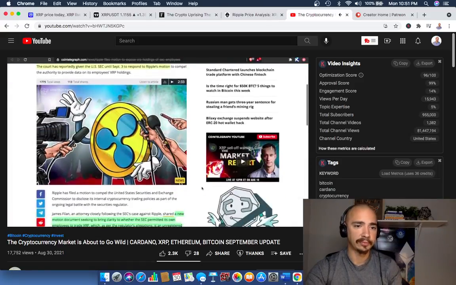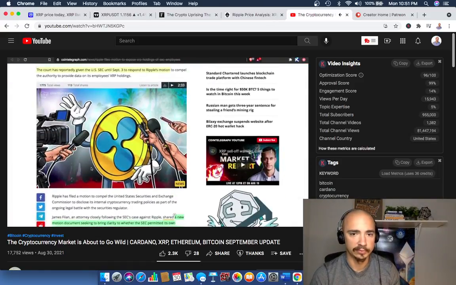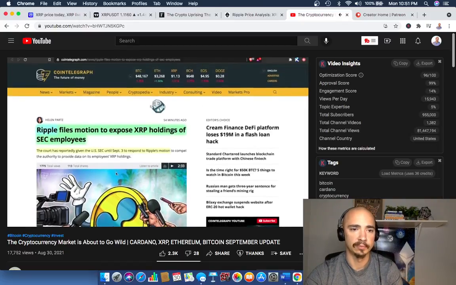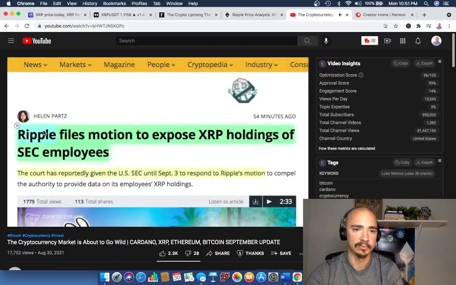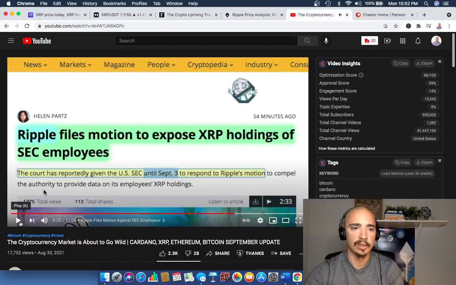The next piece of news, next update involving Ripple, XRP versus the SEC. Ripple files a motion to expose the XRP holdings of SEC employees. So reportedly, now the SEC has until September 3rd to reveal what their employees hold to the courts. Nice deadline to keep on a notepad close by at your desk. September 3rd, the court has to turn over what they hold, some of their employees.